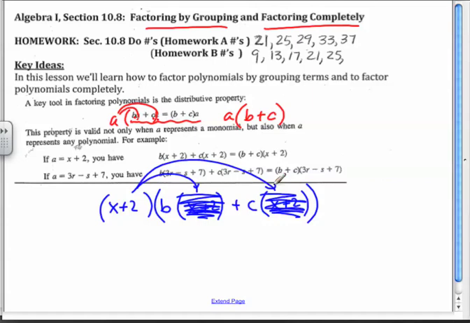Good job. Now I want to go to factoring completely. And it's sort of a checklist of things that we need to do to make sure that we have factored things completely. All right? Good job, guys.